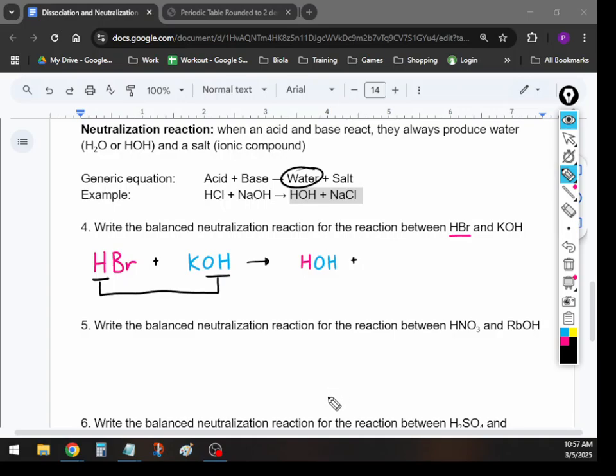Yes. Yeah, the first chemical will always be water. All right, the second chemical that's made is your salt. And the salt is whatever's left over. So H and OH combined, so what we have left over is going to be Br and K. Okay, and they're going to combine together. And so what we're going to make is KBr.